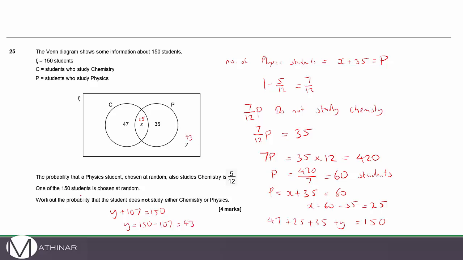Work out the probability that the student does not study chemistry or physics. So this will be 43, because there's 43 of the students who don't study chemistry or physics out of the whole population, which is 150.